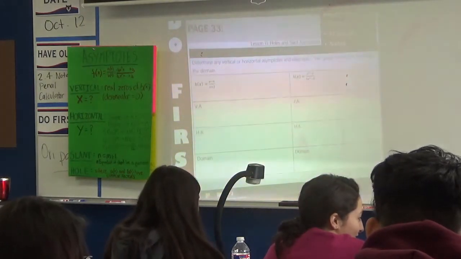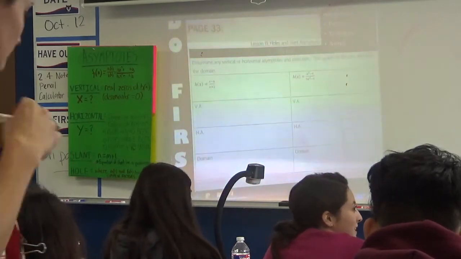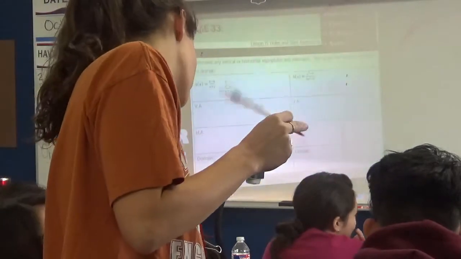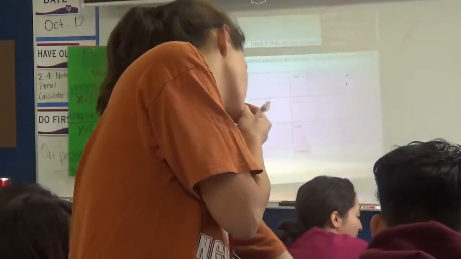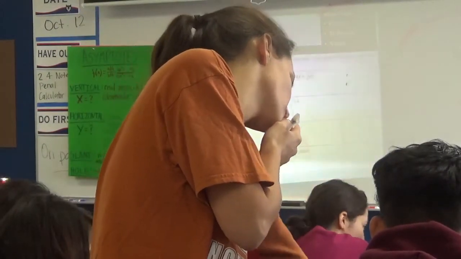Hey, Leo, you got your marble card? That's for white. Good. Horizontal: bigger on the bottom, bigger on top, or the exponents are the same.